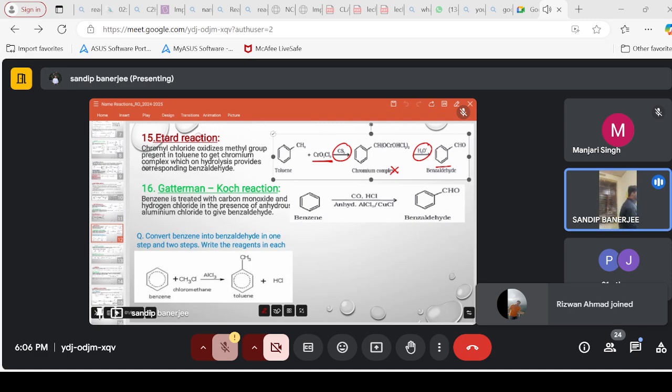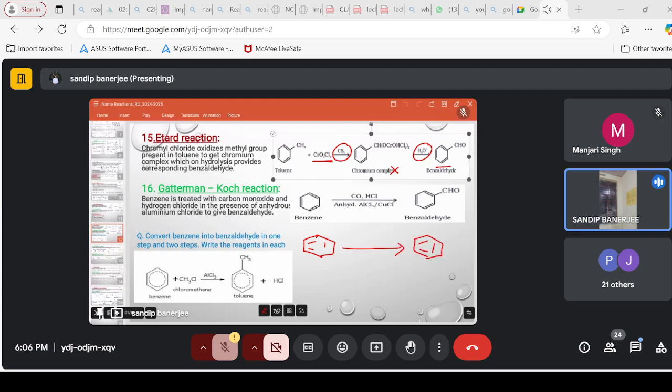Now, to solve these kinds of questions, in the exam they will ask you to write or convert benzene into benzaldehyde, either in one step or in two steps. Whenever it says two steps, in the first stage you can use the Friedel-Crafts reaction. By this Friedel-Crafts reaction, from the benzene you will get toluene, which we already discussed. Now, from this toluene, you can utilize the Etard reaction for the two-step process.